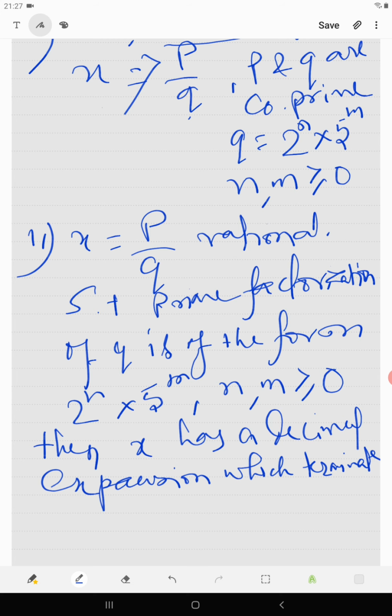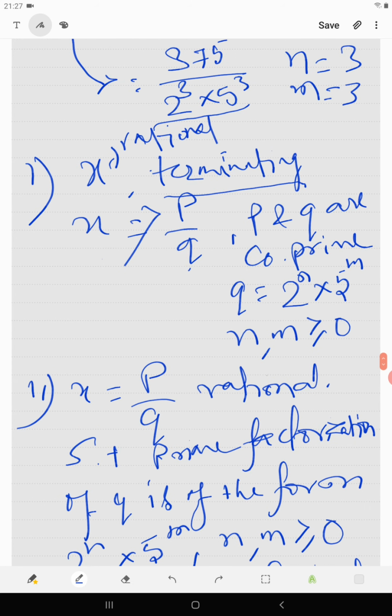In the first theorem we took that x is a rational number and its decimal expansion is terminating. That was the first one. If you see over here, x is rational and its decimal expansion is terminating, then x can be represented in the form of p by q, where the prime factorization of q is of the form 2 to the power n into 5 to the power m. So x can be represented like this, p and q are co-prime, and q equals 2 to the power n into 5 to the power m.